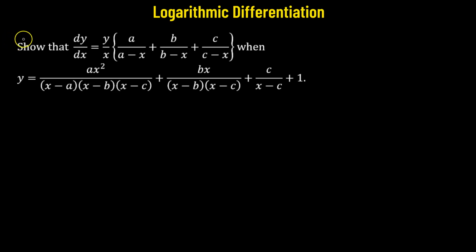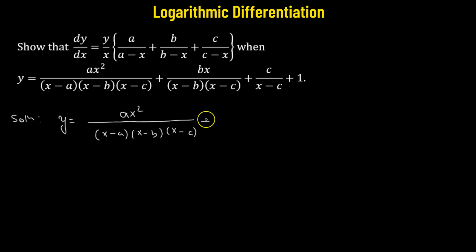We need to show the derivative of y with respect to x is given by this particular expression whenever y is given by this particular function. So let's begin. We'll start off with whatever we're provided with. So here we have y, which is given by ax squared divided by the factors x minus a, x minus b times x minus c, plus we have the second term, which is bx divided by x minus b multiplied to x minus c.